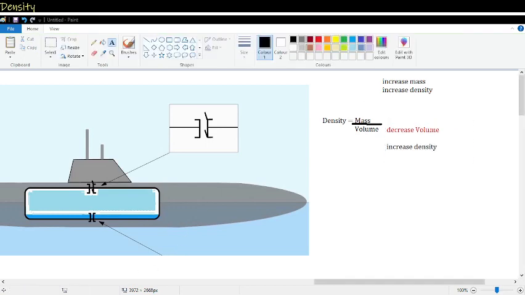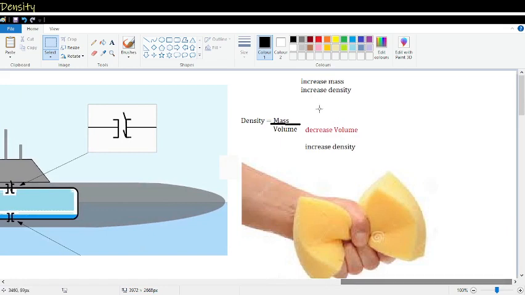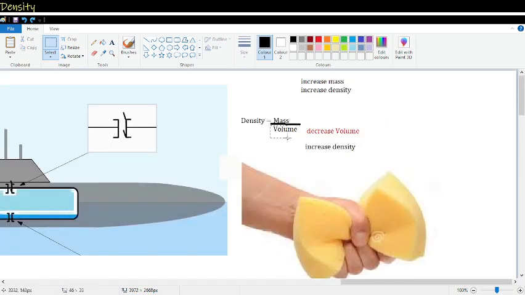The example you can use is a sponge. You know a sponge, right? If you have a sponge and then you squeeze it, it means you decrease the volume of the sponge, and it means the density of the sponge object will be increased because the volume is decreased. Yes, makes sense, right? The part that your hand squeezes is more dense than the other part. And that's why the volume is at the bottom, because it is inversely proportional to density.